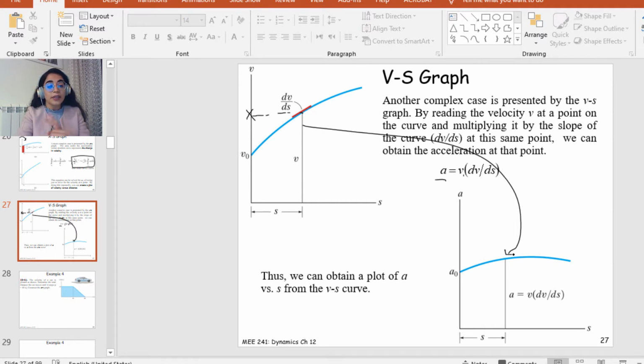Alright, guys? So that's it for erratic motion. Of course, we're going to solve some problems on this type of motion later on.